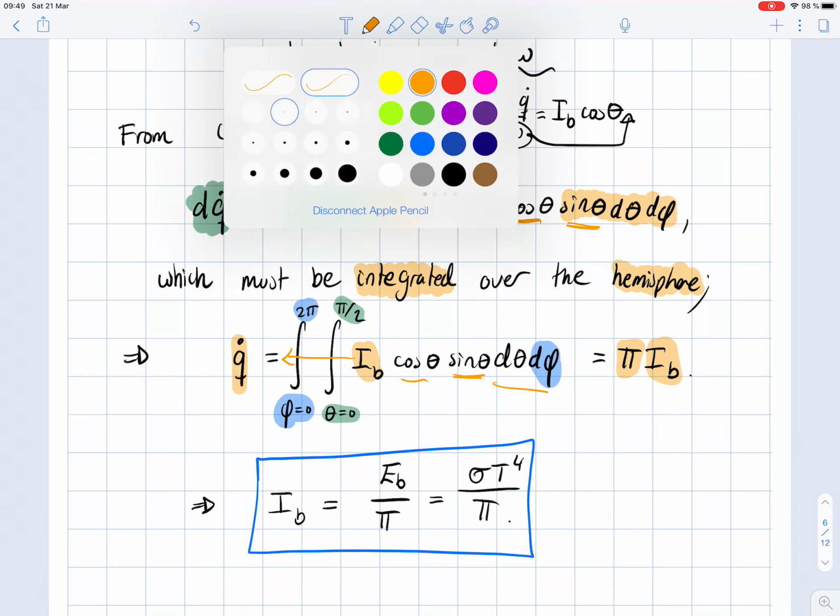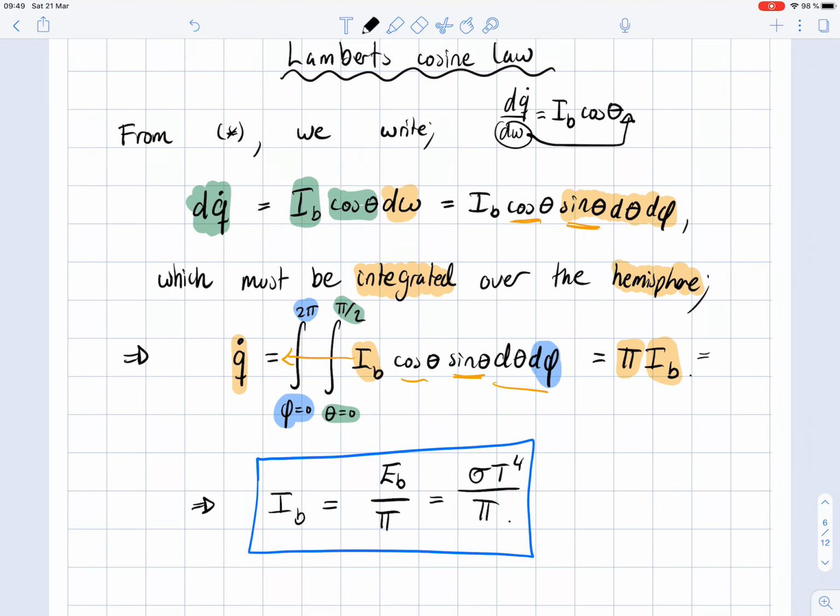Now, according to our argument a few minutes ago, this has to be equal to E_B, which is the total flux as predicted by the Stefan-Boltzmann law. So that means that the blackbody intensity, I_B, equals the emissive power, or the radiation flux from the blackbody, divided by pi, and we can write that as sigma T to the power 4 divided by pi. So now we have defined what this intensity is, which is of course useful.